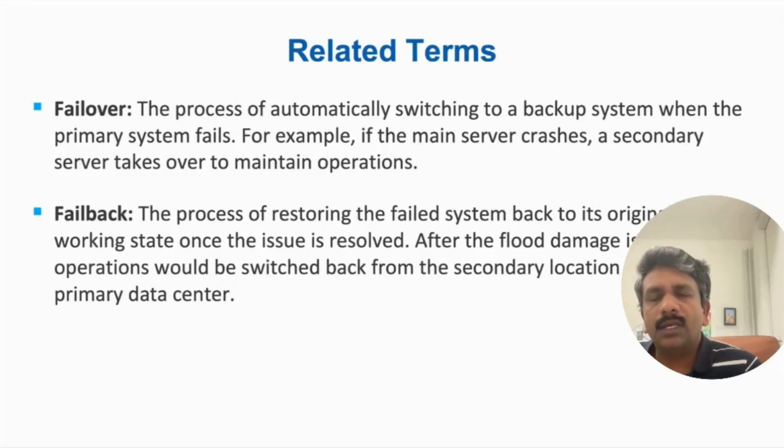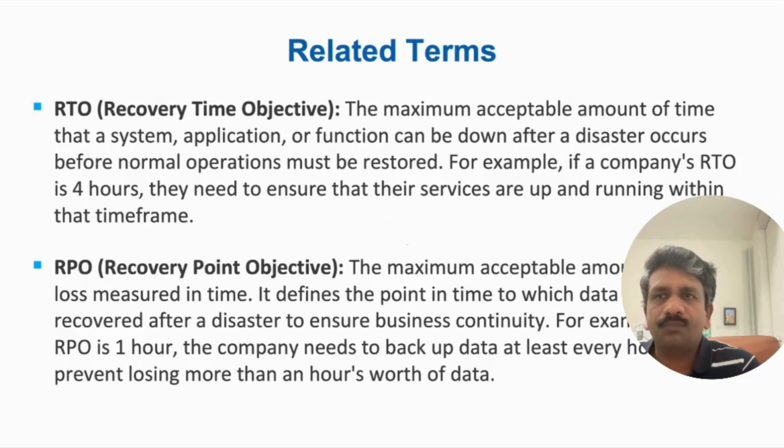When we talk about disaster recovery, there are quite a few terms that we need to understand. First of which is failover. Failover is a process to switch from your primary location to the secondary location. Failback: when your primary system is up and running, rather than running your secondary as a primary, you will shut down your secondary and bring back your primary, which is called failback.